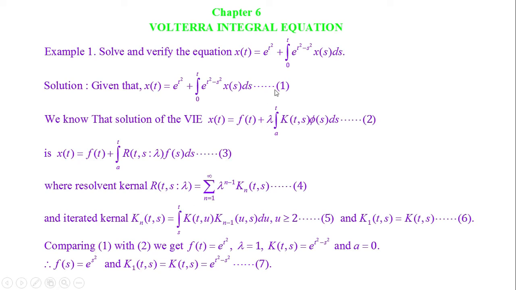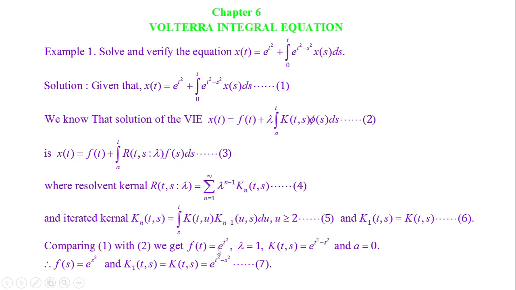So comparing equation number one with equation number two, we get f of t is equal to e to the power t square. In place of f of t, we find e to the power t square. And in place of lambda, you will find one. And the kernel k of t s is equal to e to the power t square minus s square. And the first iterated kernel will be this kernel, so I have written k 1 of t s is equal to k of t s. And the lower limit of the integration is 0, so the value of a will be 0.